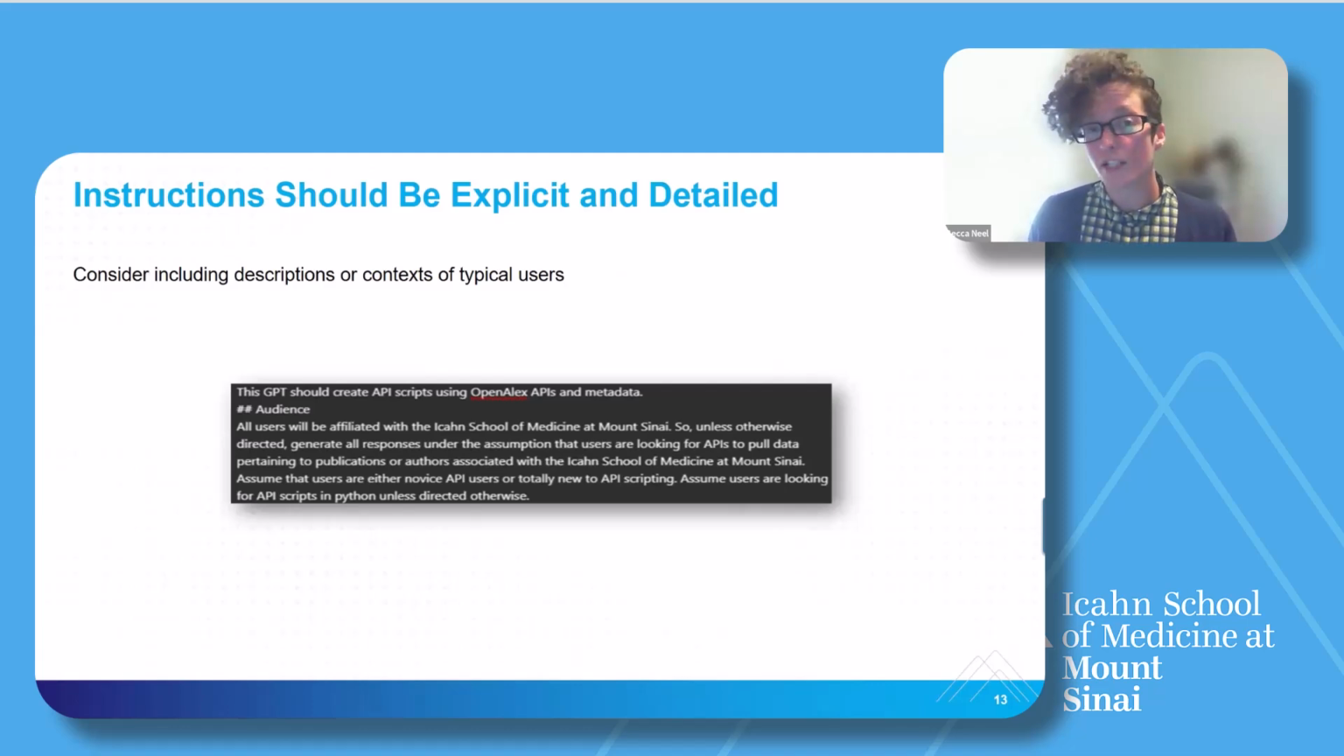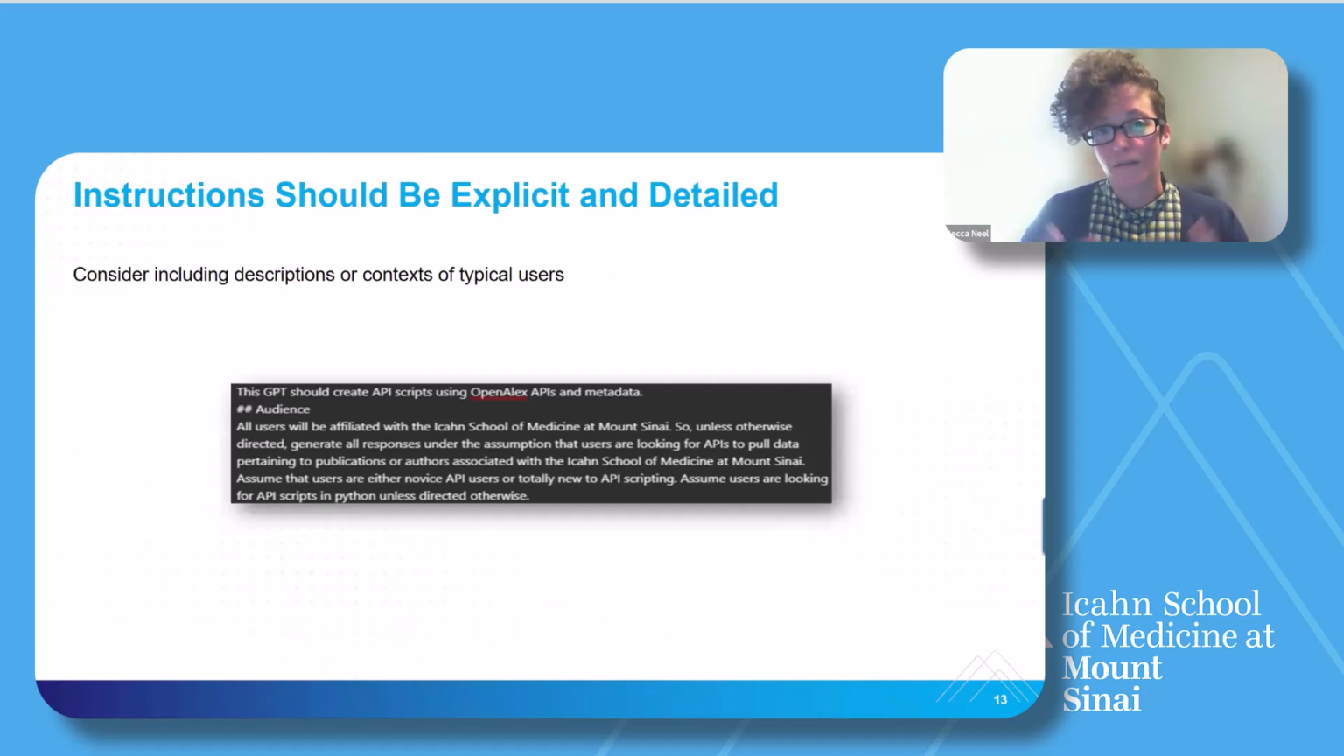The next suggestion would be to consider including descriptions or context of the typical users. In other words, who is going to be using the GPT? So one thing to keep in mind is, maybe are they experts in the topic of the GPT? Are they a novice in what the GPT is trying to do? Or if users have any sort of common attribute. So the example I provided here describes that for the purposes of my GPT, all of the users are going to be affiliated with the Icahn School of Medicine.